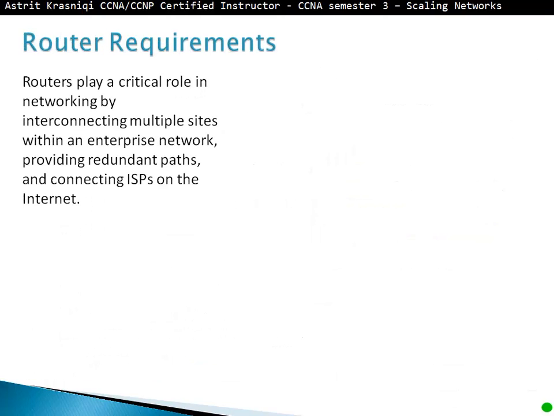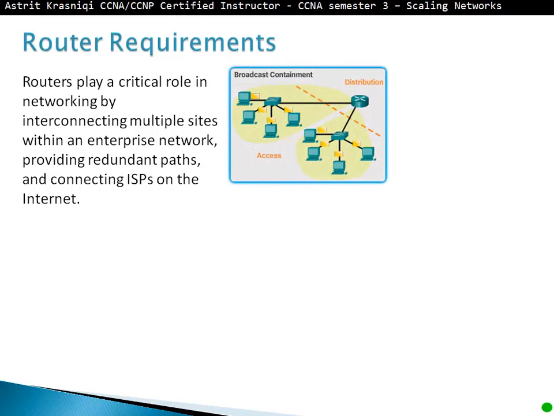Router requirements. Routers play a critical role in networking by interconnecting multiple sites within an enterprise network, providing redundant paths, and connecting to ISPs on the internet. So, for example, we need a router if we want to break the broadcast domain, so broadcast containment. Here we have a broadcast domain on the left, and if we want to break that broadcast domain, we implement a router, and the router will not send broadcasts from one network to another network.